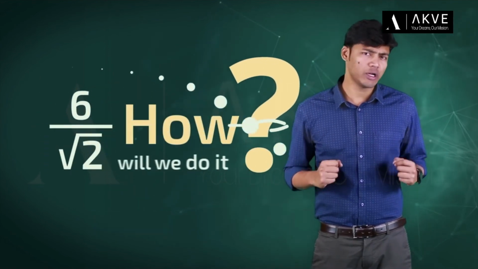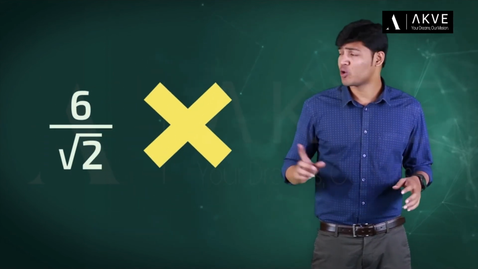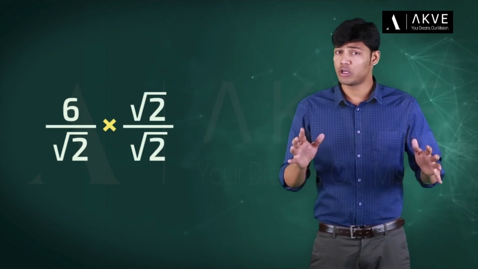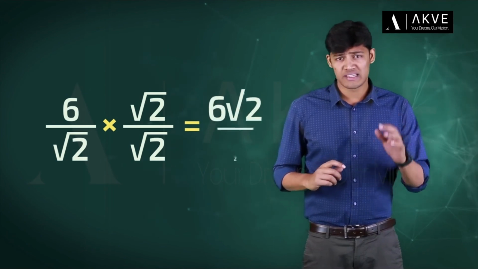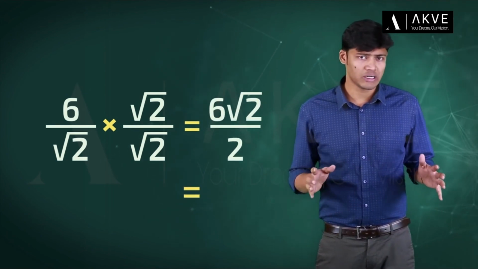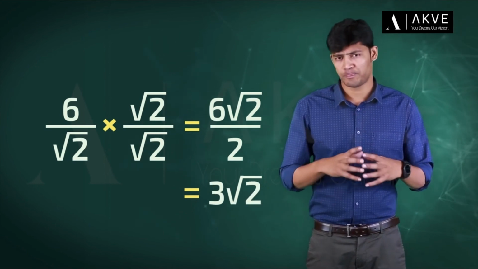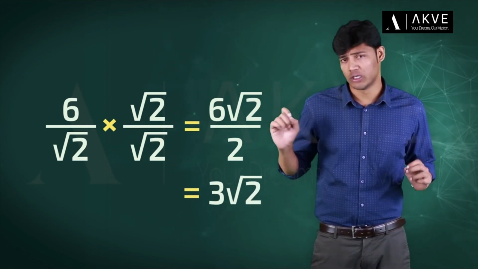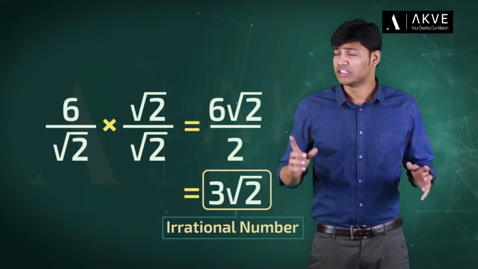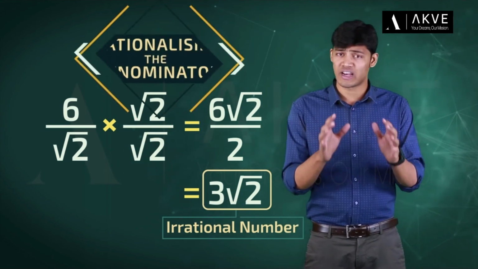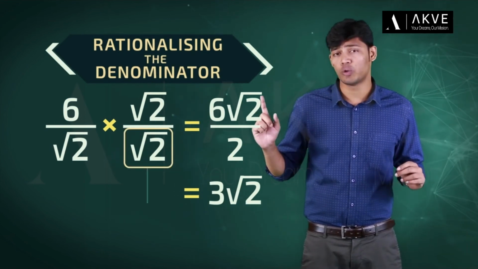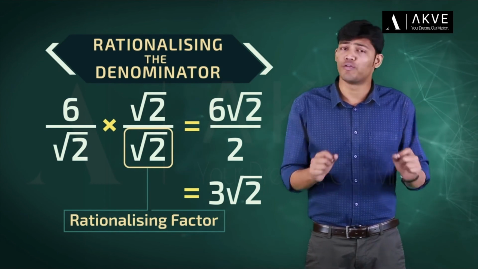And how will we do it? We simply multiply both the numerator and the denominator by square root of 2. And doing so, we will get 6 square root of 2 divided by 2, which is nothing but 3 multiplied by square root of 2. Now, we know that 3 root 2 is an irrational number. So, this process is known as rationalizing the denominator. And here, we say that square root of 2 is the rationalizing factor of the denominator.